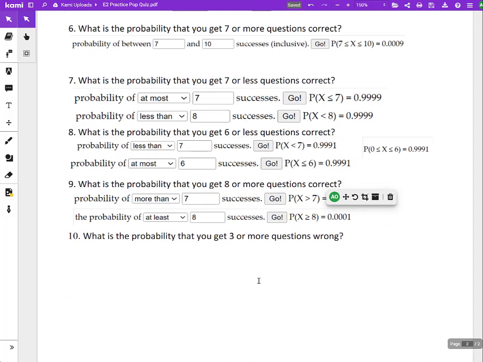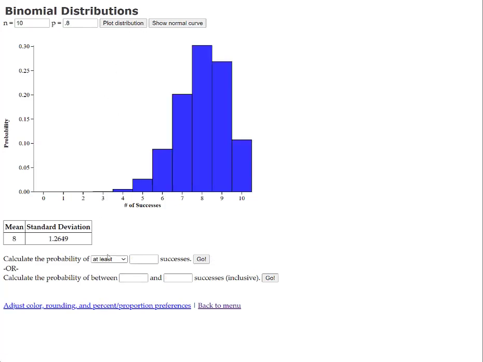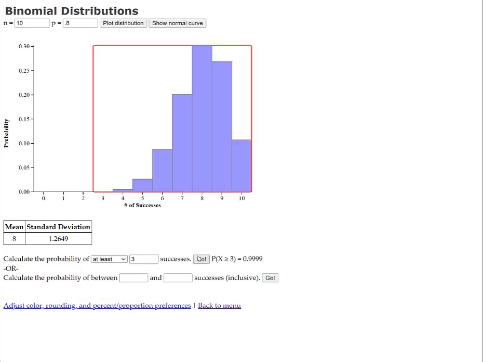All right, so last but not least on this particular piece is what is the probability that you get 3 or more questions wrong? So probability of 3 or more wrong would be, so if you get 3 wrong, first of all, there's one way you can do it. You could actually change, and some of you did this. You're like, oh, okay, so I'll just change the probability to wrong probability. Plot distribution, and then you say at least 3, and it will give you the right answer.